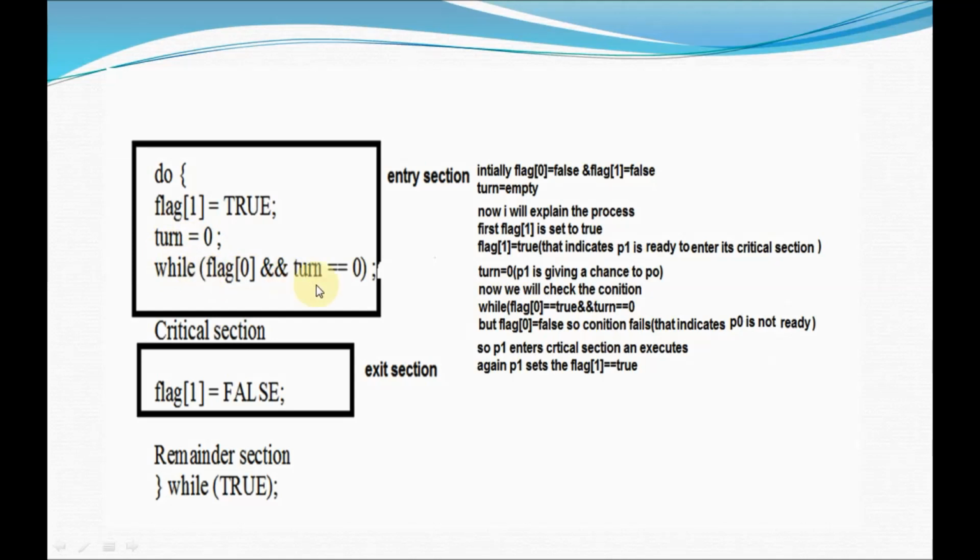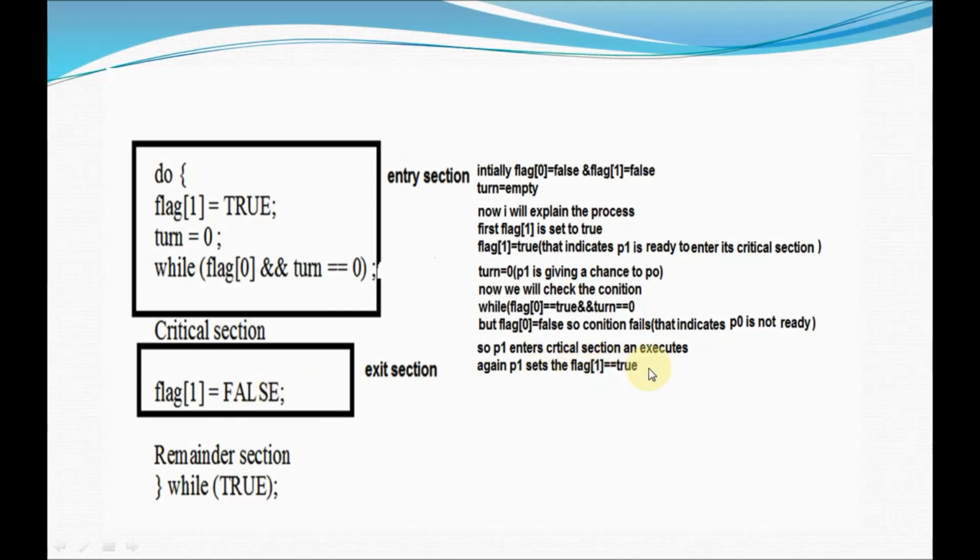That's why when the while condition fails, process P1 enters the critical section. So process P1 executes in its critical section. But while coming out, while exiting, process P1 is again setting the flag 1 to false. Here you can see it set the flag 1 value to true, right? But while exiting, it is setting the flag 1 value to false. Getting, guys? Any doubts?